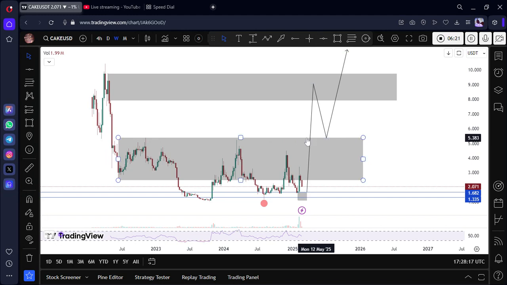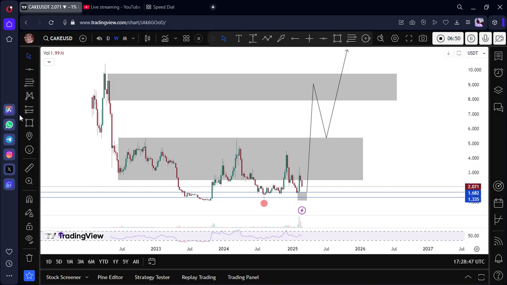This will now be a resistance turned support zone, because right now it is a resistance zone, but price is going to break through it and then come back for that retest to turn it into support before you can now see a higher price move. So I repeat again, plan your entry one at the 1.682 dollar level, then your entry two at the 1.335 dollar level.